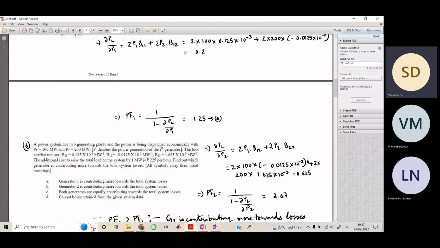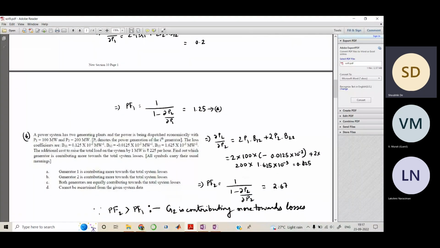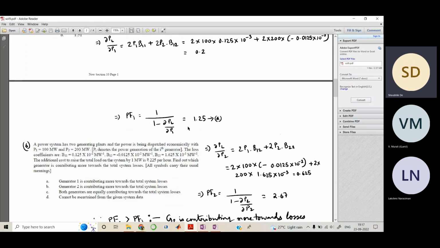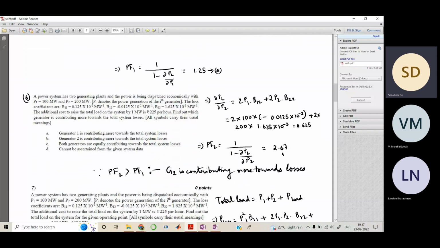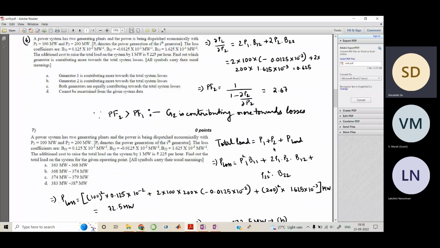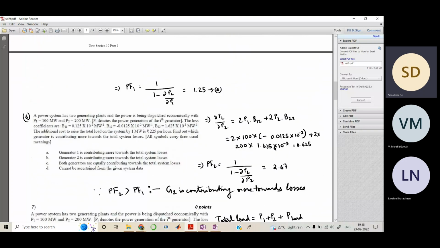So when we find out del PL del P2, it comes out to be 0.625. Now your penalty factor 2 is 2.67. Clearly you see that PF2 is greater than 1.25, right? 2.67. Therefore generator 2 is contributing more towards the losses. So this was your question number 6. Now, I hope these two questions were clear.